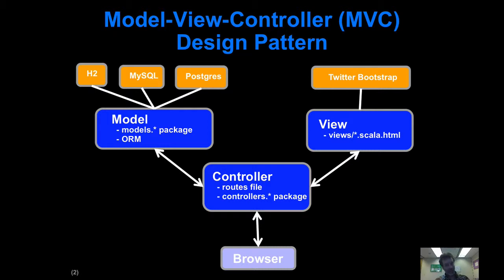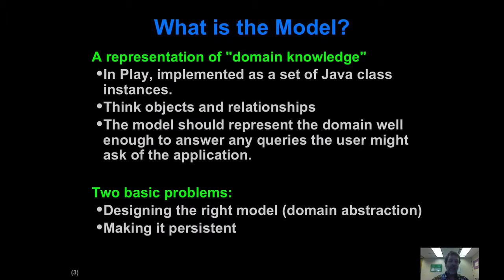Beforehand, we just were kind of creating classes over there and not really worrying too much about what they meant. So the model is a representation of the domain knowledge that you're trying to collect and reason about in your particular application. And in Play, this is implemented as a set of Java classes, at least in the Java version of Play. And so we'll have classes, we'll make instances of those classes.